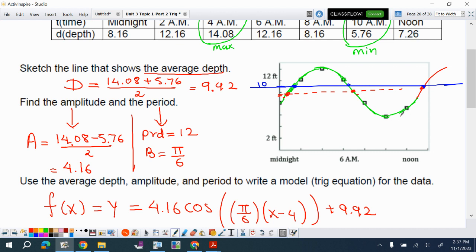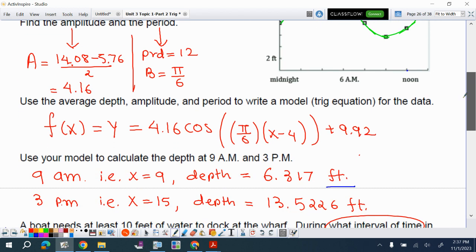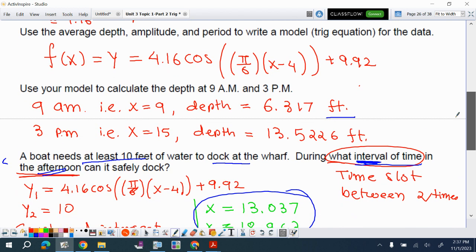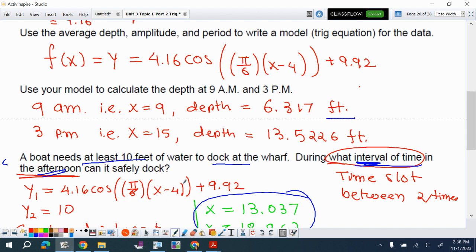You can see this water is at low tide. It's so low, and the dock is 10 feet high, so you cannot come back. Again, this is early morning. Sailors are going out, they come back in the afternoon. So in the afternoon, what two times slot is the depth of the water at least 10 feet? For that part, you need to do graph and intersect. Put y1, y2.